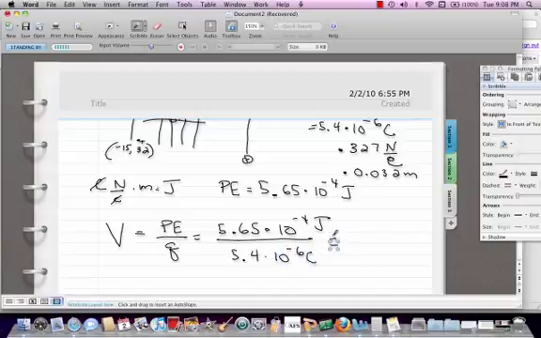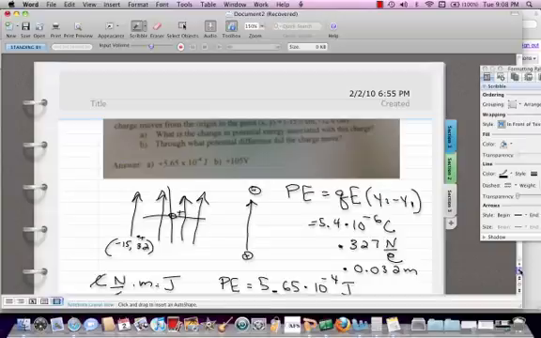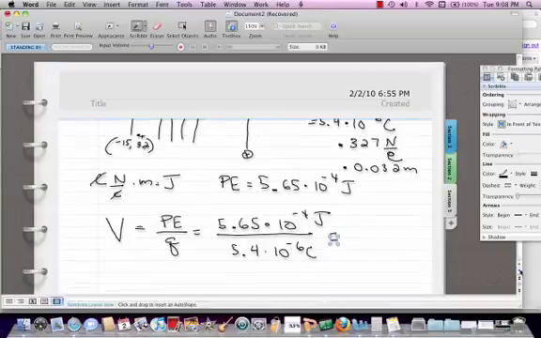And so when I multiply that out, I get that number of 105. So I get 105. And so I see here my units, joule per coulomb, is a volt.